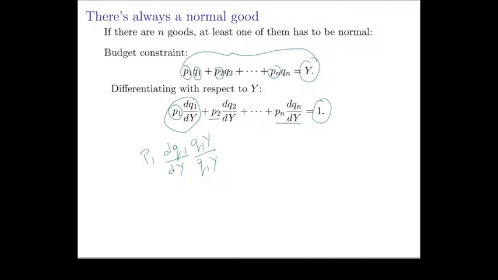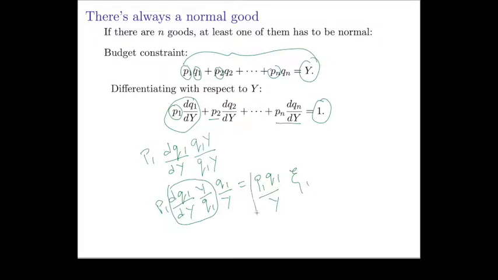So if we divide and multiply, then we haven't changed anything. We can rearrange that as P1 times dq1 over dy, times y over q1, times q1 over y. Look at the part in the middle. That's our income elasticity for good 1. So that's just P1 q1 divided by y, times the income elasticity for good 1.